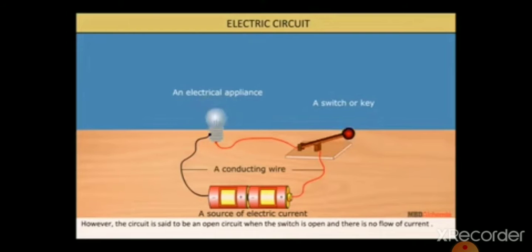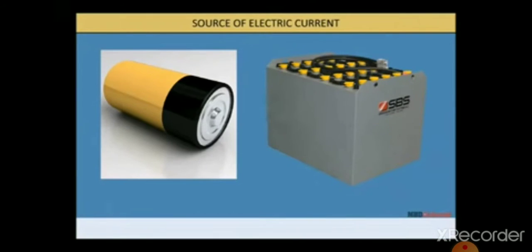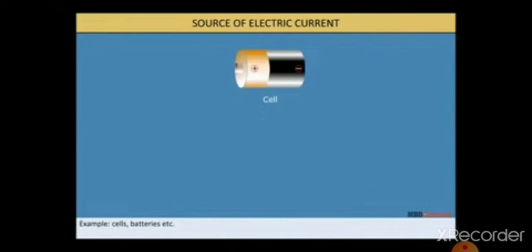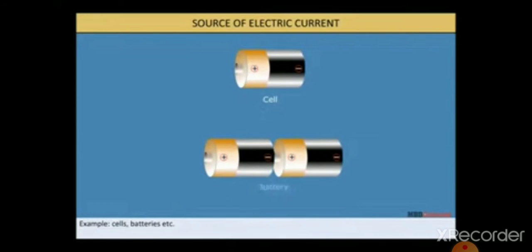However, the circuit is said to be open when the switch is open and there is no flow of current. As you can see, that bulb will not glow in this case. So now what are the sources of electric current? A device that produces an electric current is called source of electric current. For example, cells and batteries.